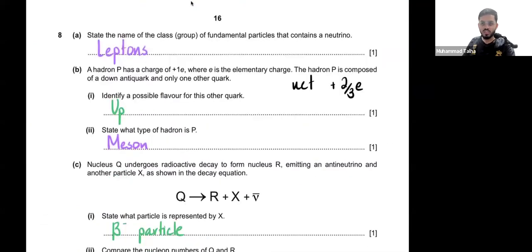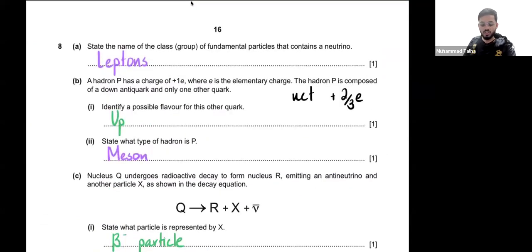All right, now easy stuff again. Last question: state the name of the class of fundamental particles that contain a neutrino. Neutrinos, antineutrinos, electrons, positrons, all of these fall under the umbrella of leptons. A hadron has a charge of plus 1e. E is the elementary charge. Hadron P is composed of a down antiquark and only one other quark. So it's an antiquark and a quark, so I know that it's going to be a meson, right? By definition, that's what mesons are.